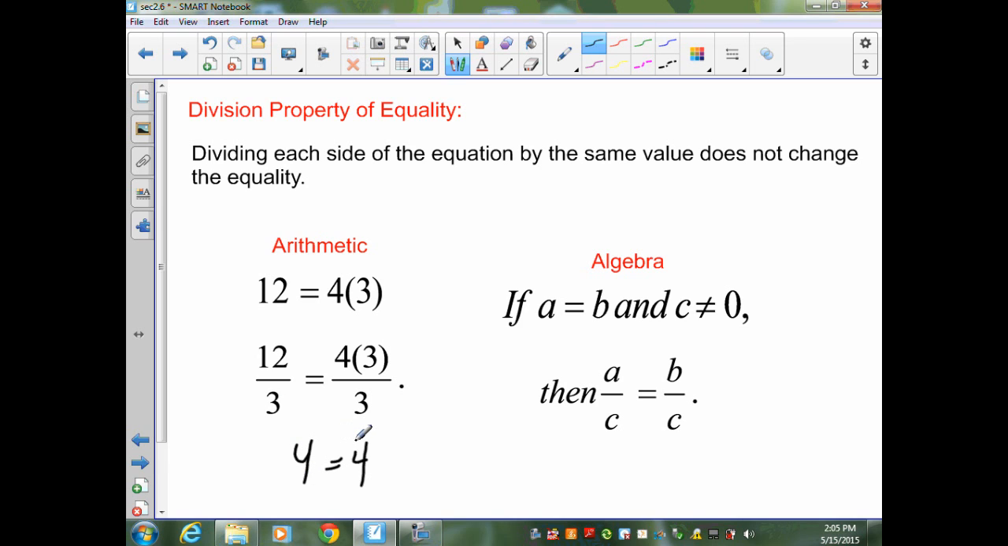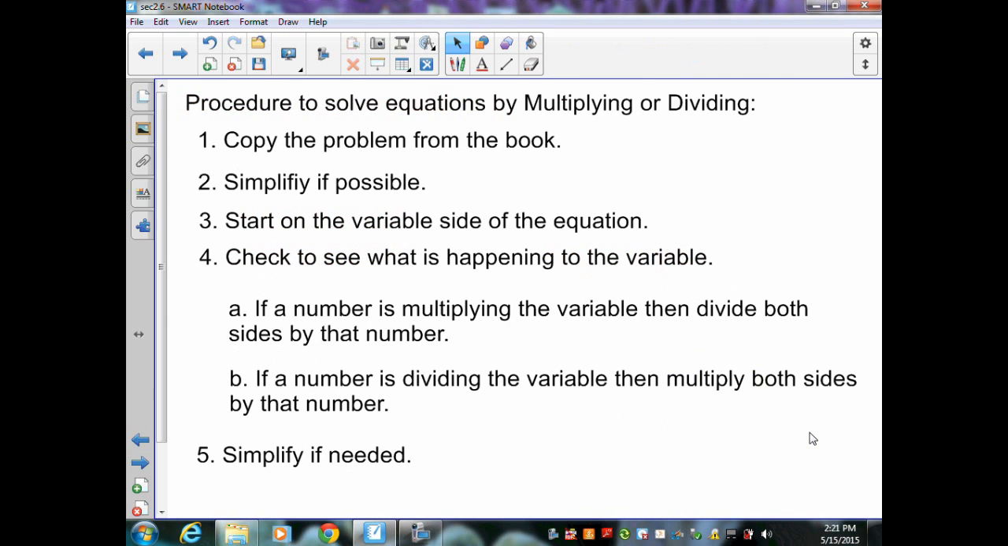And the algebraic version, here I have A equals B, and again I have to say I cannot divide each side by 0 because then the equation would be undefined. But if I divide each side by the same value, here's C and C, this equality still holds.